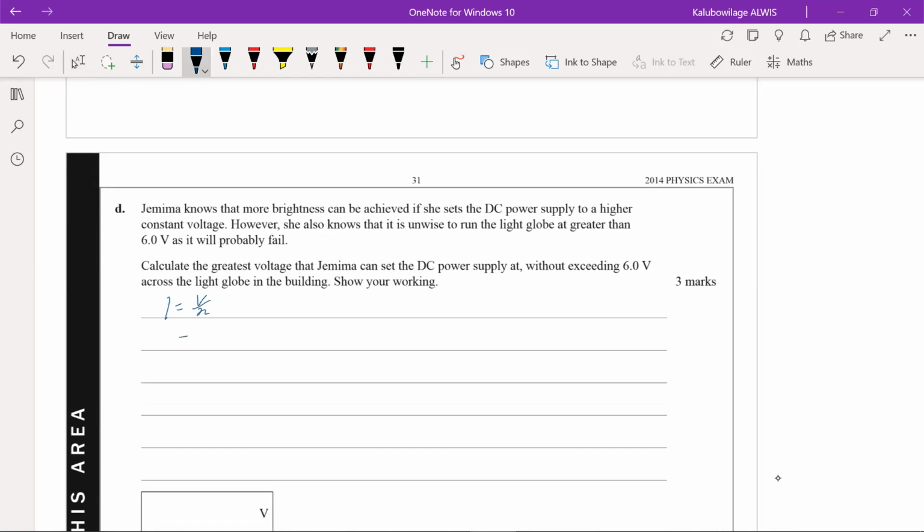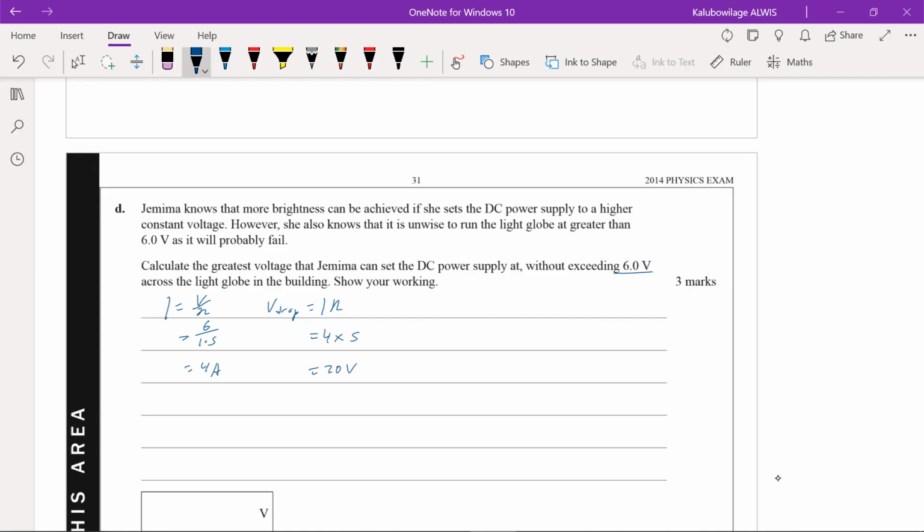For 6 volts at the light bulb, we can find the current first. I equals V over R. You know that the resistance is 1.5, and we're given 6 volts this time. So throughout the whole circuit, it'll be 4 amps. And then the V drop across the wires will be IR, and at the wires it's 5 ohms. So 4 times 5, 20 volts.